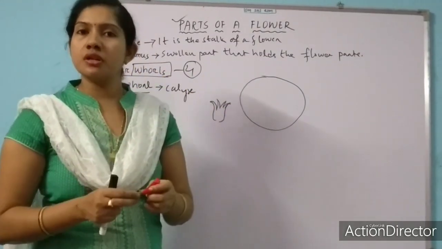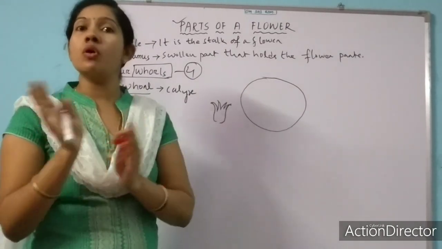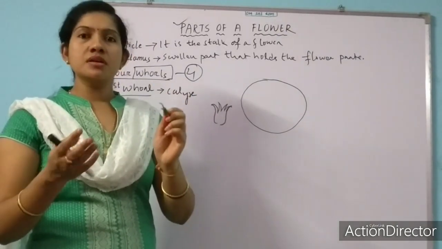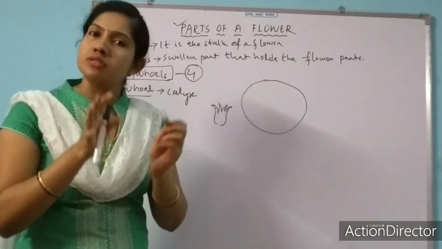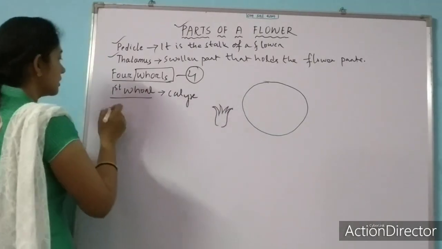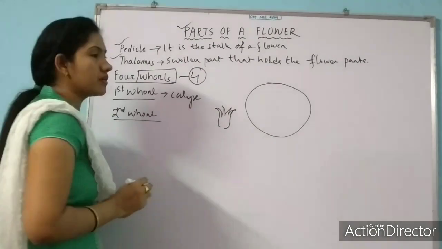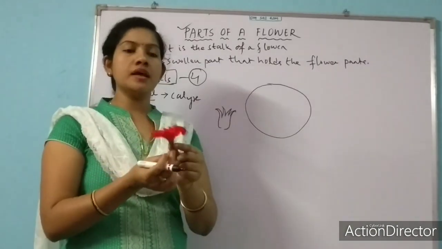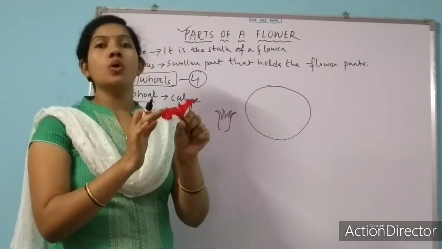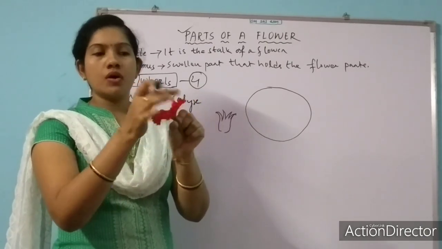And what is the function of these sepals? As they are mostly green in color, mostly I am saying, not all sepals are green in color, many times they undergo photosynthesis for the plant. Now come to the second whorl. What is the second whorl of a flower? In the second whorl of a flower, you can see the bright red colored petals. These are the second whorl of a flower.